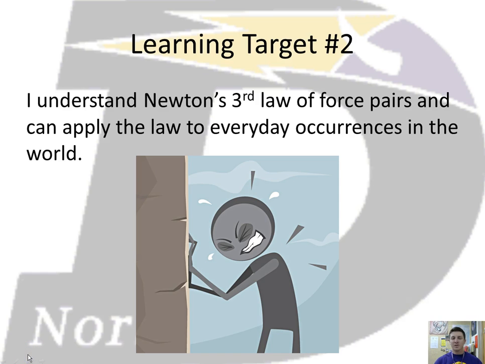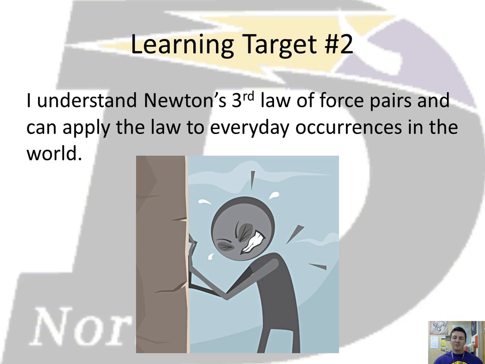So what is the learning target? Learning target 2 states that students will understand Newton's third law of force pairs, and can apply that law to everyday occurrences in the world. You have probably heard the phrase that for every action, there's an equal and opposite reaction. This essentially is common language to describe Newton's third law of motion. Basically, Newton stated that forces act in pairs. So for every force that is acting upon an object, that force is then applied back to that object with the same force and in the opposite direction as the first initial force that is applied.